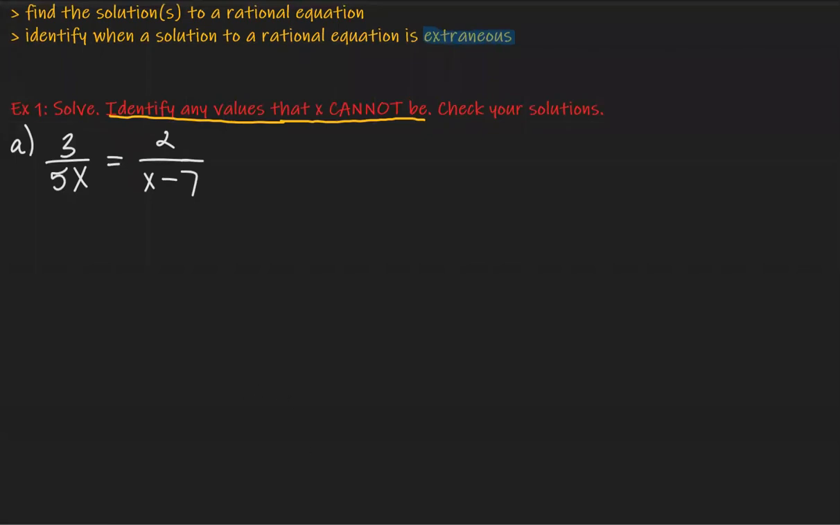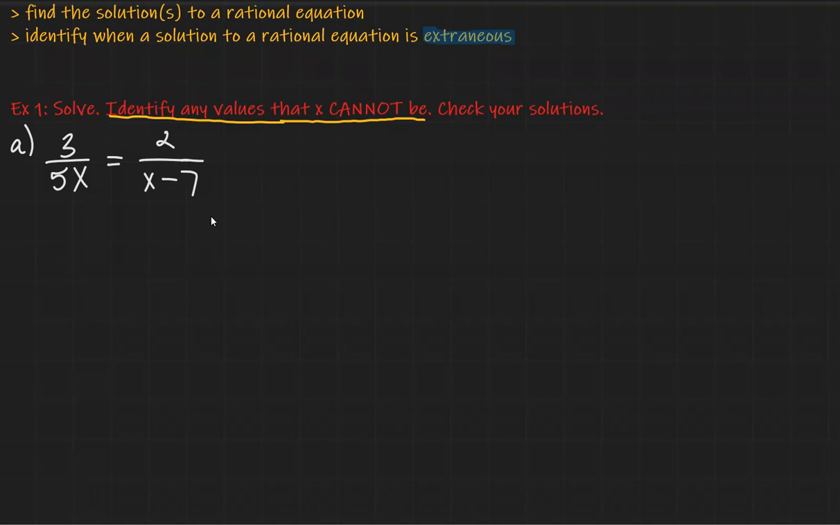And why? Well, first of all, why is this a rational equation? It's because we have rational expressions and an equal sign. That's pretty much all there is to it. We have fractions with variables in the denominator, and we have an equal sign. So there's the equation part, and the fraction part takes care of the rational aspect.